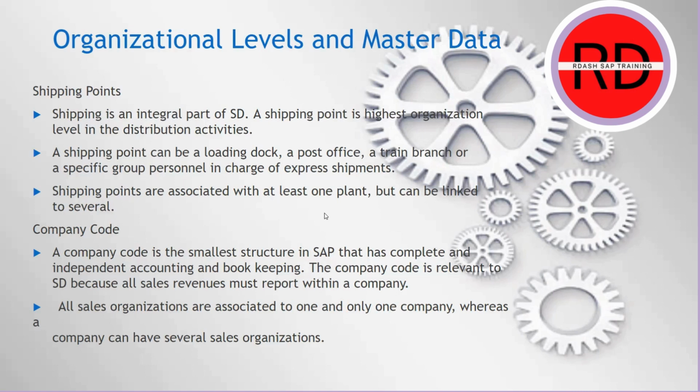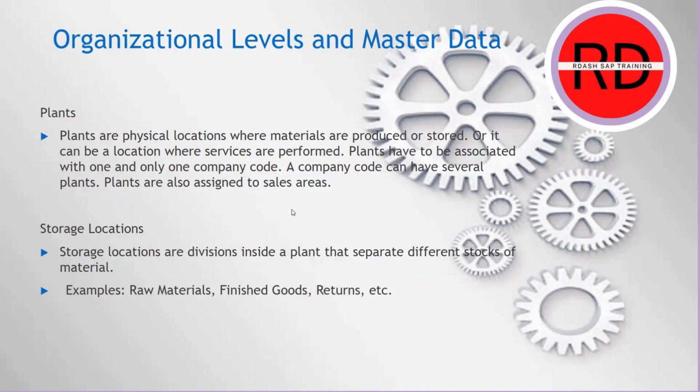Then comes company code. Company code is the smallest structure in SAP that has complete and independent accounting and bookkeeping. For financial tracking, preparing the balance sheet, and preparing the profit and loss account, you need the company code. All sales organizations are associated to one and only one company, whereas a company can have several sales organizations. So remember that multiple sales organizations can be associated with the company, but each sales organization will link to only one company.